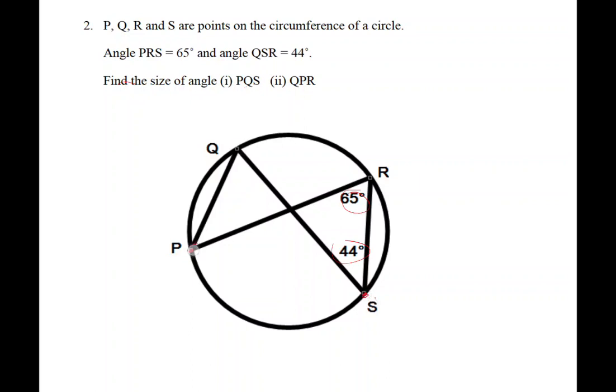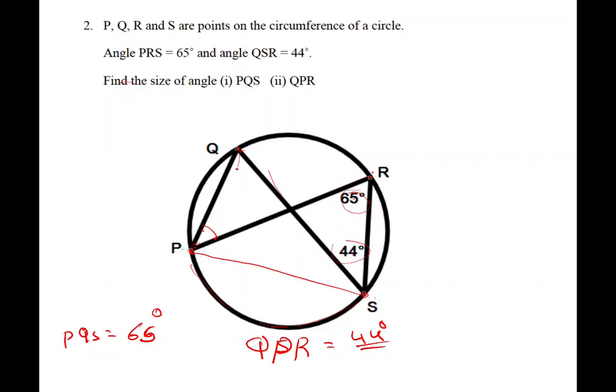If this is the same arc, these are angles coming from the same arc at the circumference. This means it's equal to this, so PQS is equal to 65 degrees. QPR, we're looking for QPR, this one. QPR is also coming from the same arc. This one is equal to this one, so QPR is equal to 44 degrees.